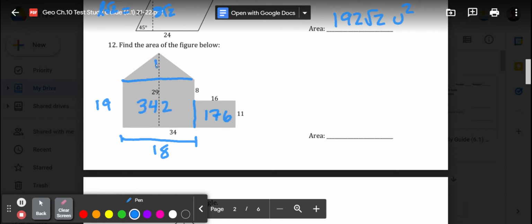This is 19, that makes this 10 up here. And so it's 10 by 18. So it's half of that. So it's 10 times 18 divided by 2. So this is a total of 90. So we got 90, 342, and 176. We just add them all up. We get 608 square units. That's a U squared, by the way.